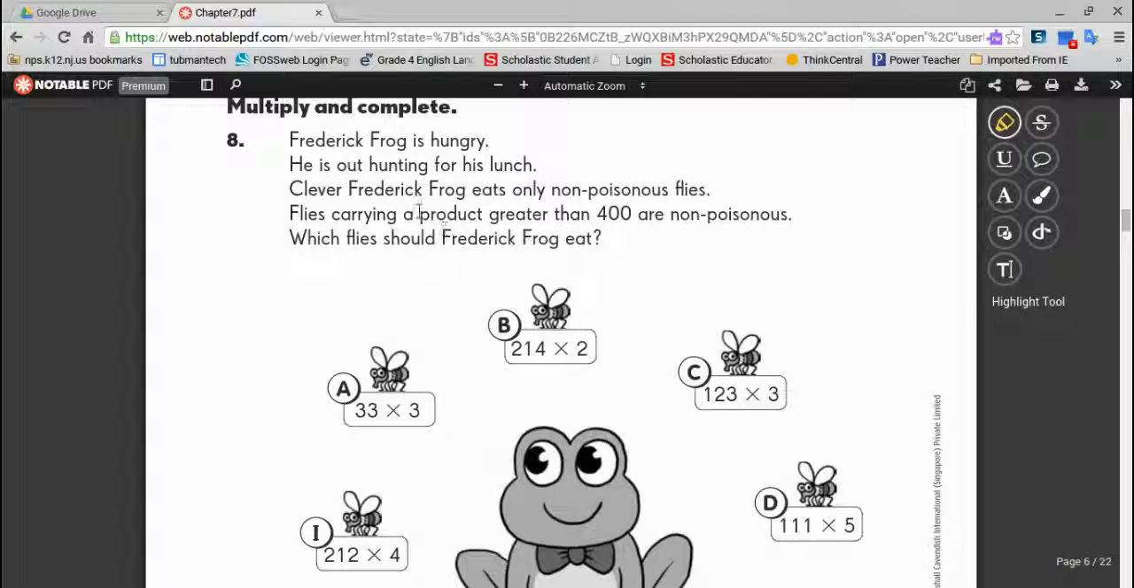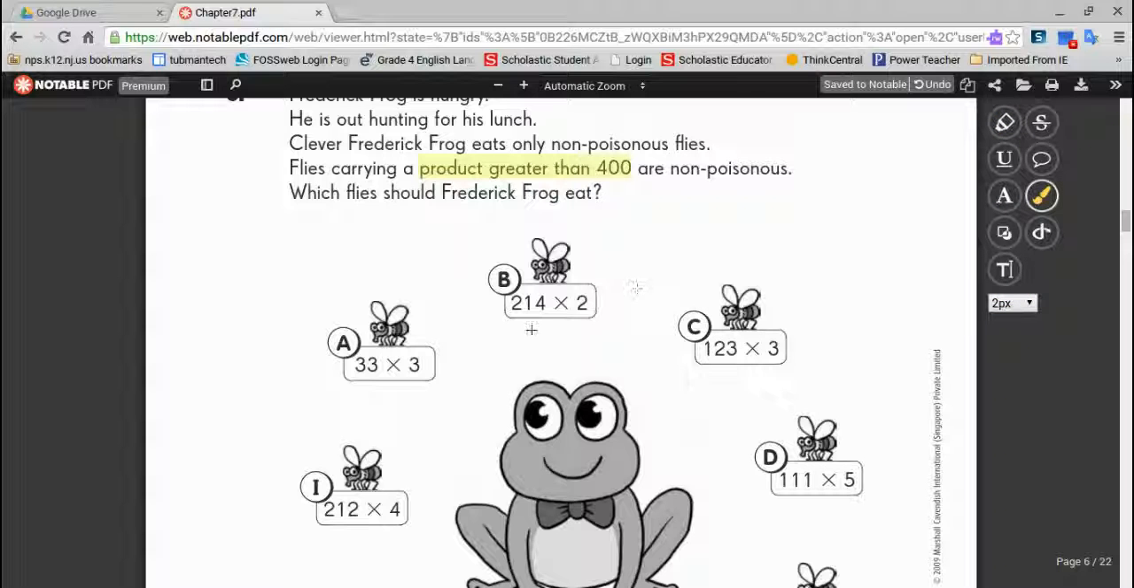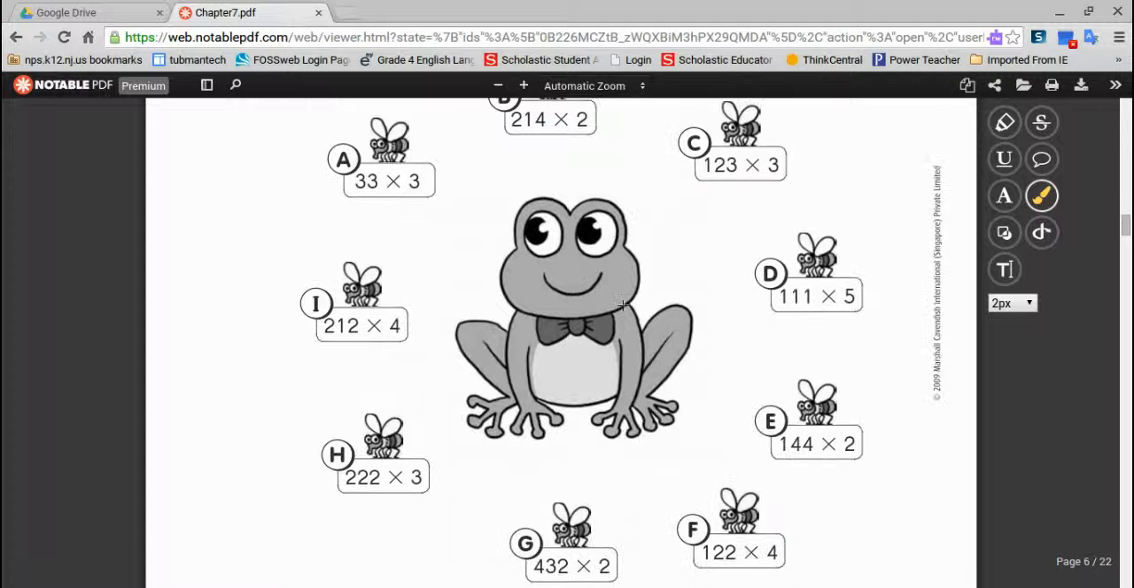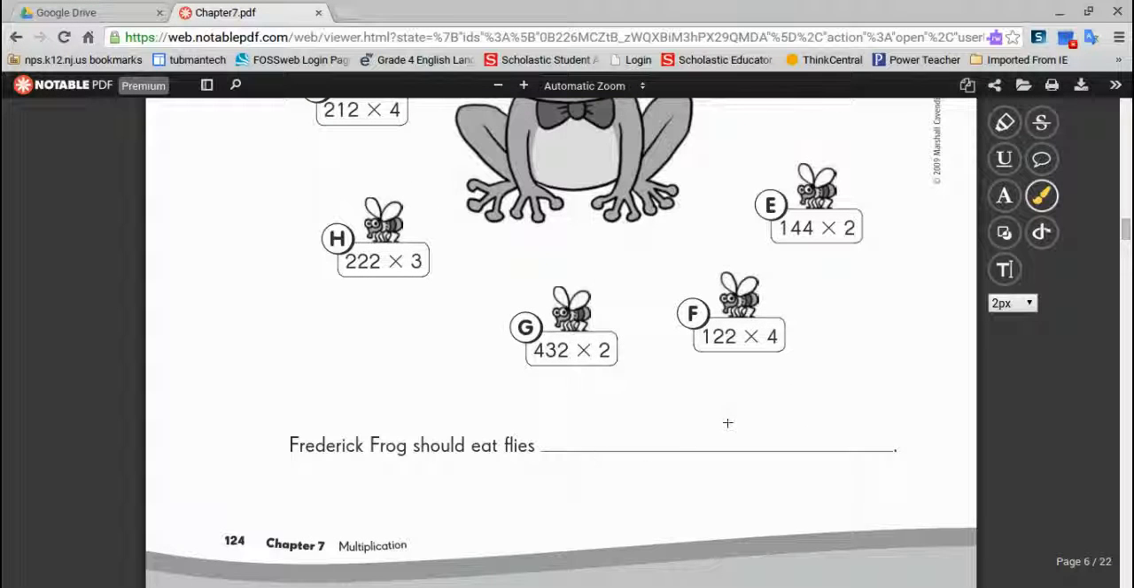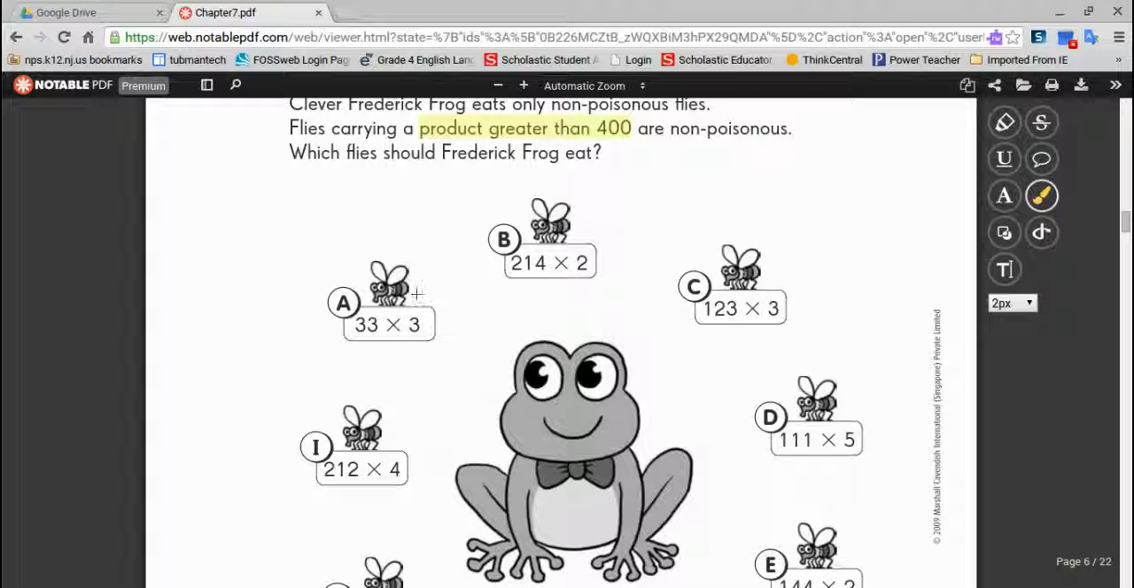Alright, so we're looking for products greater than 400. And then that means we're looking for answers that are greater than 400. So when we multiply these problems out, when you get the answer, you want to look for the ones that are bigger than 400, and then you can put them over here. The letters, that is, over here, and figure out what word it says. Alright, so let's do a couple of these together. I'm going to do A, 33 times 3. And again, I want to write it up and down to help me figure it out, and so I can show my work.